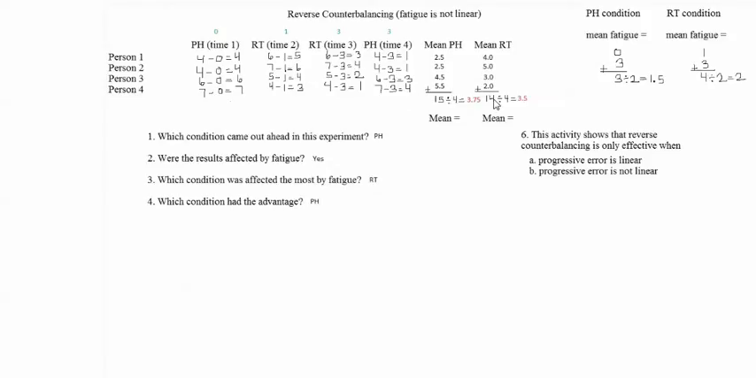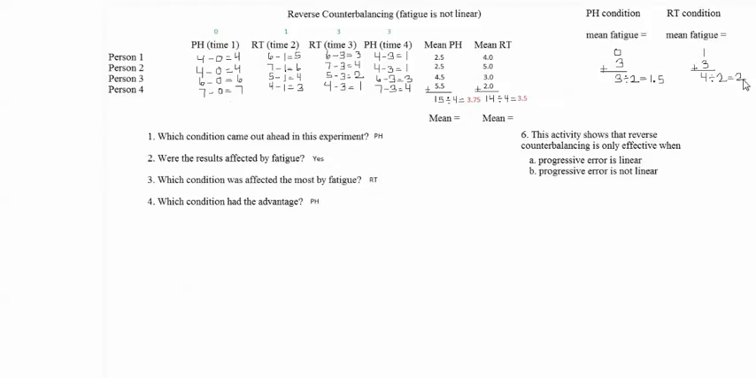I did the same averaging that I did before. Pizza Hut came out ahead because it had the higher taste average. 3.75 is higher than 3.5. The results were affected by fatigue because I took the 2 Pizza Hut fatigue levels, which were 0 and 3, and got the average as 1.5. I took the 2 Round Table fatigue levels, which were 1 and 3, averaged them, and it came out to 2. So it looks like Round Table did have more fatigue than Pizza Hut. So the results were affected by fatigue.